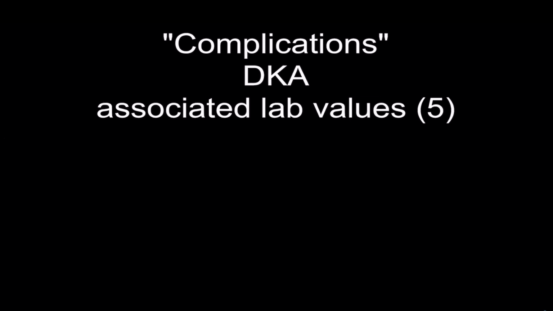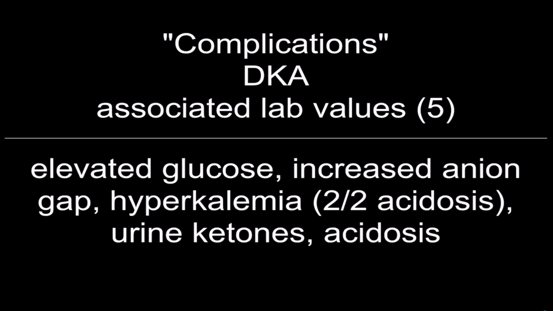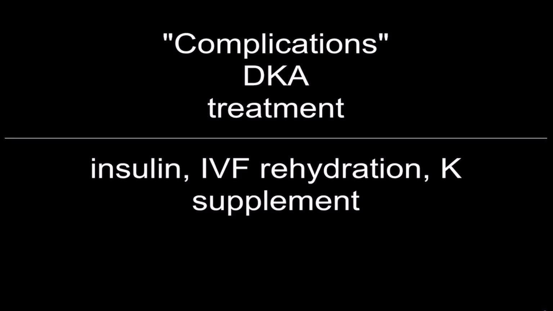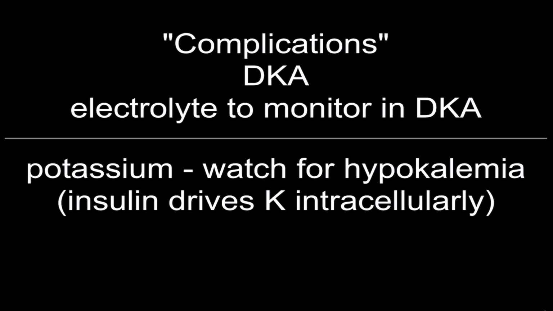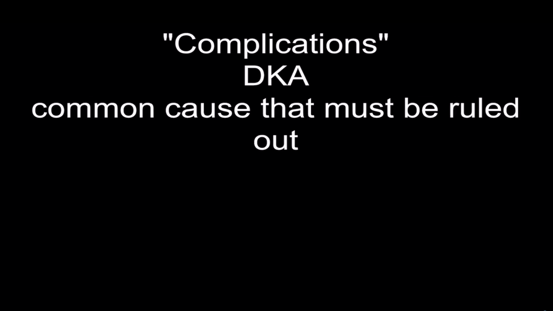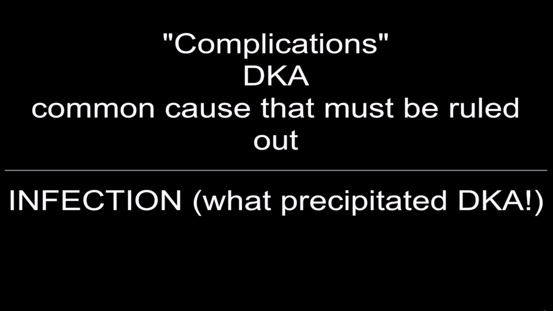DKA associated lab values: elevated glucose, increased anion gap, hyperkalemia, urine ketones, and acidosis. DKA treatment: insulin, IV fluid rehydration, and potassium supplementation. Electrolyte to monitor in DKA: potassium. You watch for hypokalemia. Insulin drives potassium intracellularly. Common cause that must be ruled out in DKA: infection. And this could be what precipitated the DKA in the first place.